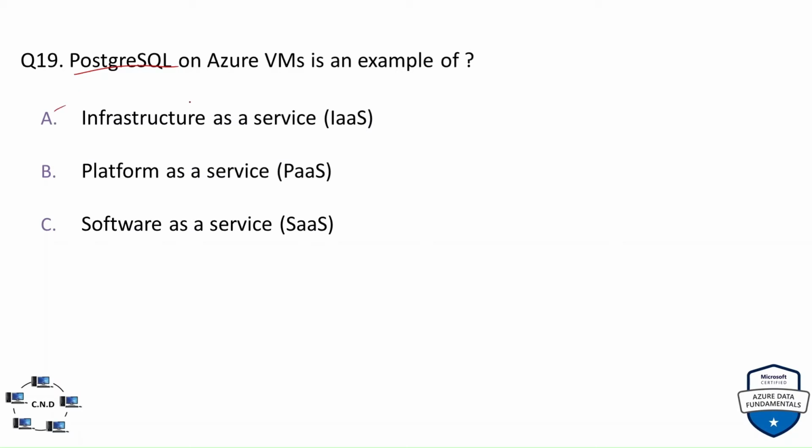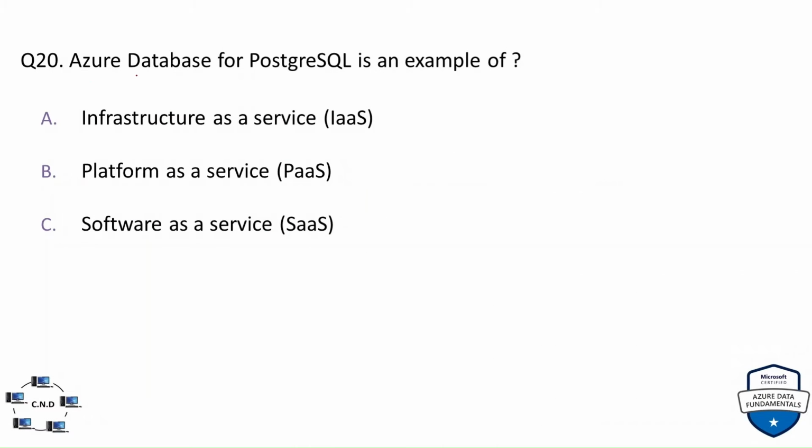Question number 19: PostgreSQL on Azure VMs is an example of what? The options are A, infrastructure as a service, IaaS, B, platform as a service, PaaS, and C, software as a service, SaaS. And the correct option is infrastructure as a service.